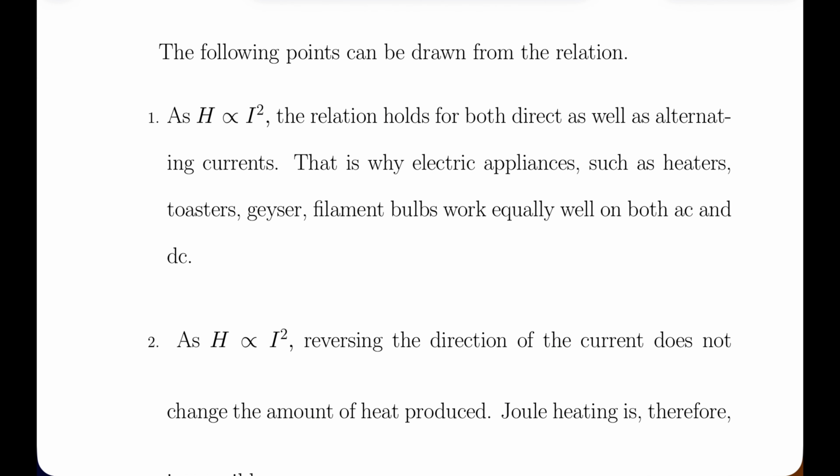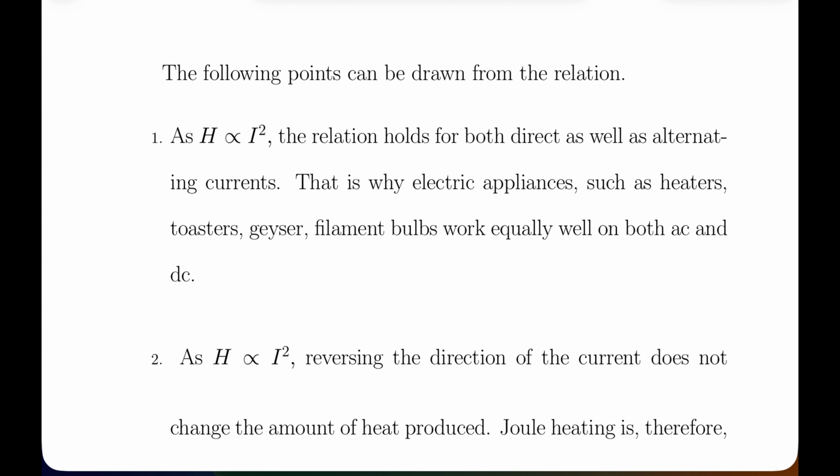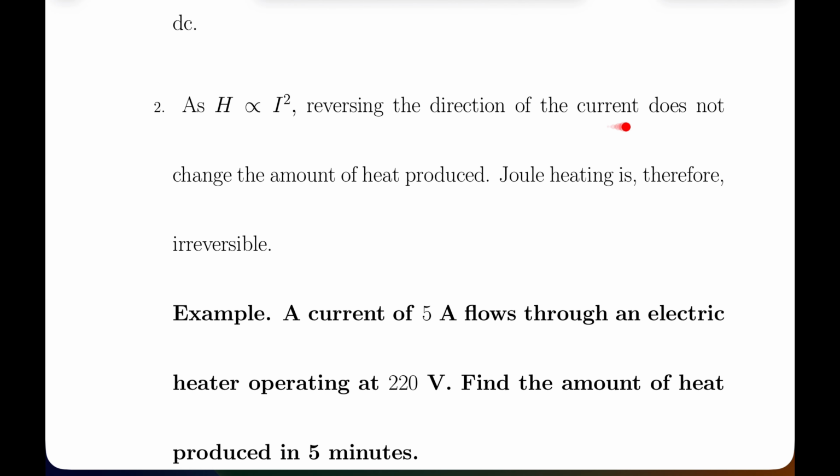First, as H is proportional to I square, the relation holds for both direct as well as alternating currents. That is why electrical appliances such as heaters, toasters, geysers, filament bulbs work equally well on both AC and DC. Second point, as H is proportional to I square, reversing the direction of current does not change the amount of heat produced. Joule heating is therefore irreversible.